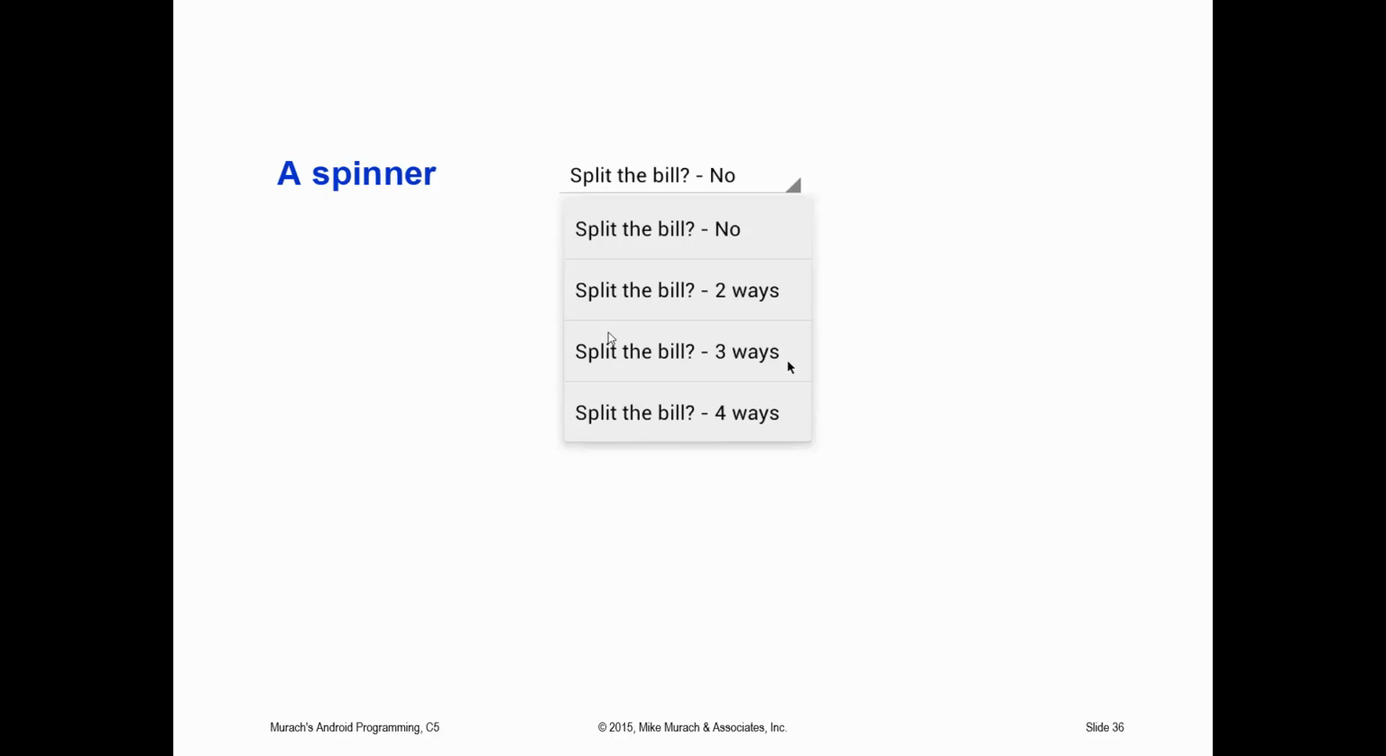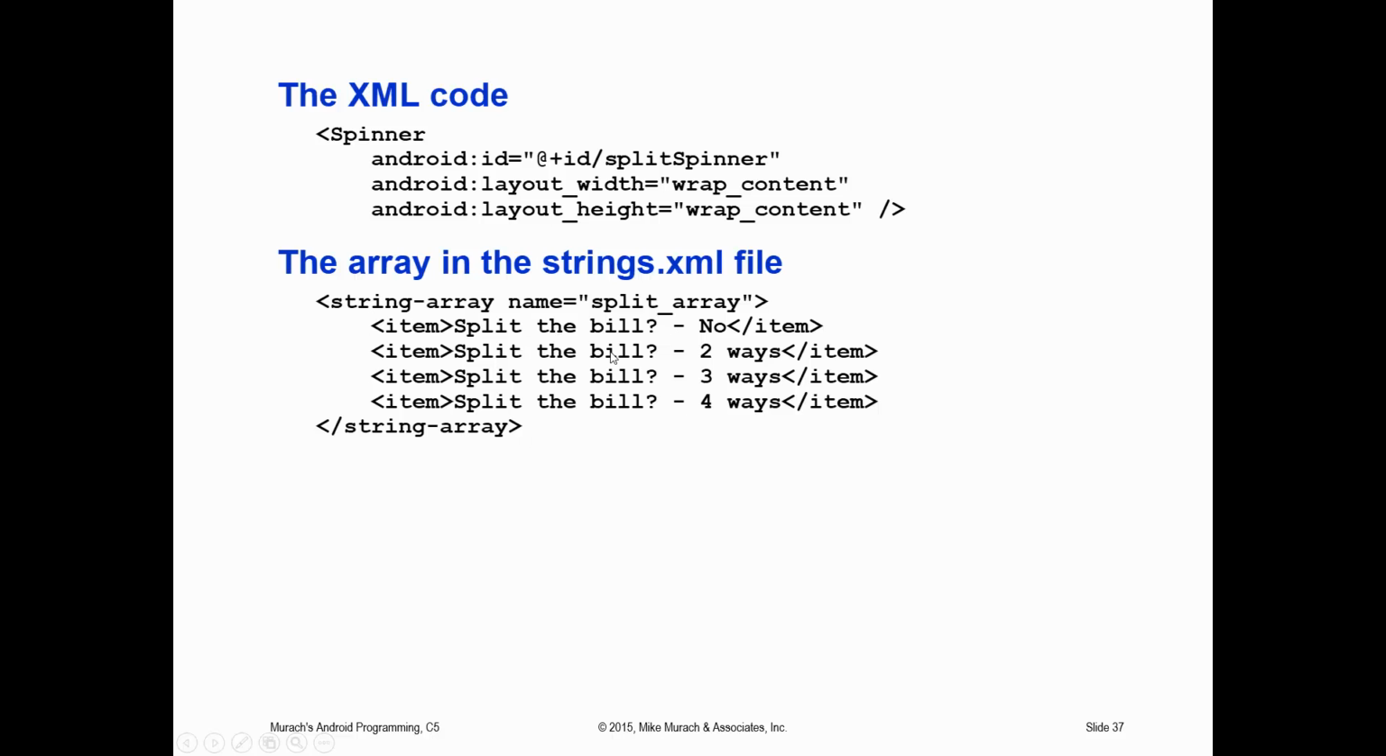Now, when you provide the list that you're going to use here, what this is referred to as is an array adapter. An array adapter provides the list that the spinner should display. One easy way to provide this is to store it in an array in the strings.xml file. And that is what they've done here.